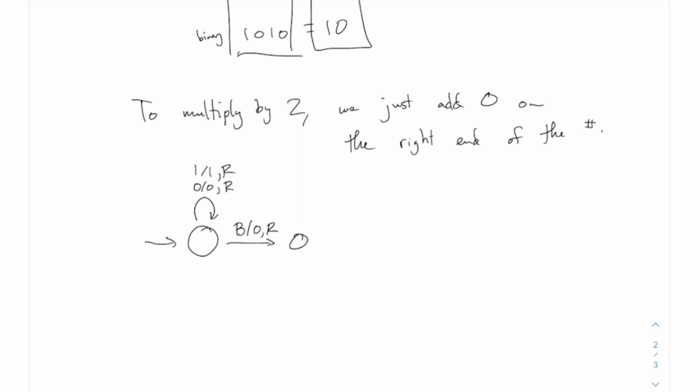This loop here is keeping the entire number like it is, moving all the way to the end. Once you get to the end, whatever the last position would have been, a blank, you change it to a 0, and then you stop.